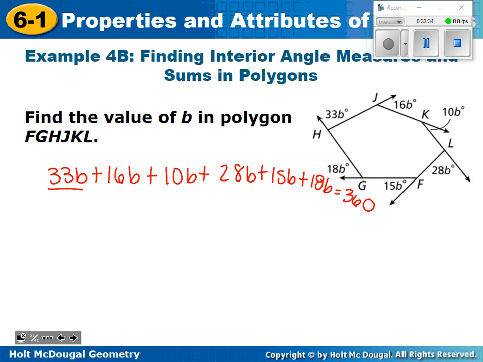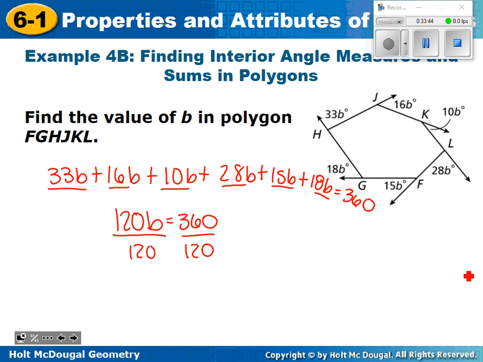All right, somebody help me out. What is all of this added together? So we have 120b equals 360, and then we just divide by 120. Good, so b is equal to 3. And then read your directions carefully. Is this our answer, or are we supposed to plug it back in and find each angle? Just b. So don't go and plug them all in and do a bunch of work you didn't have to do. Okay? So now, watch your directions.